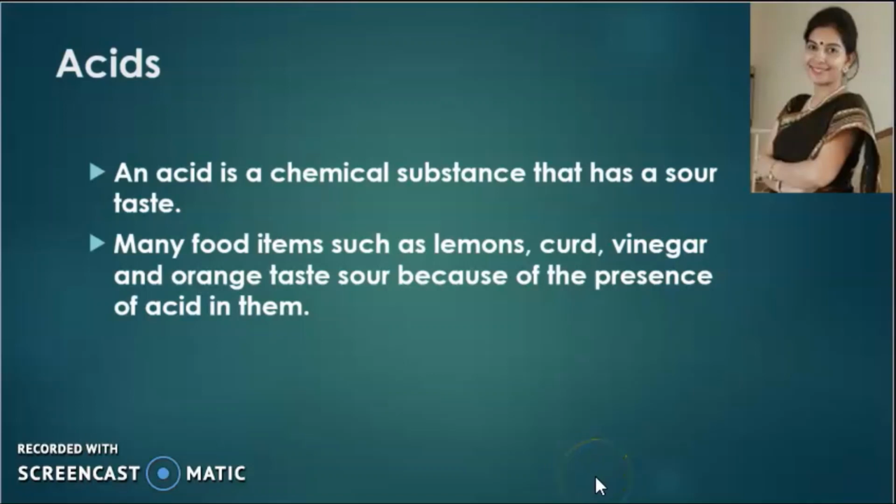Now, first of all, what are acids? An acid is a chemical substance that has a sour taste. Many food items like lemons, curd, vinegar and orange taste sour because of the presence of acid in them.